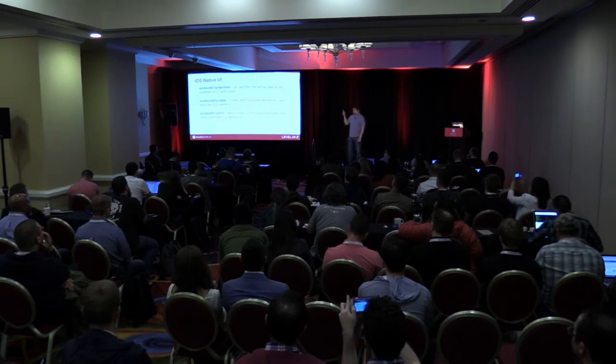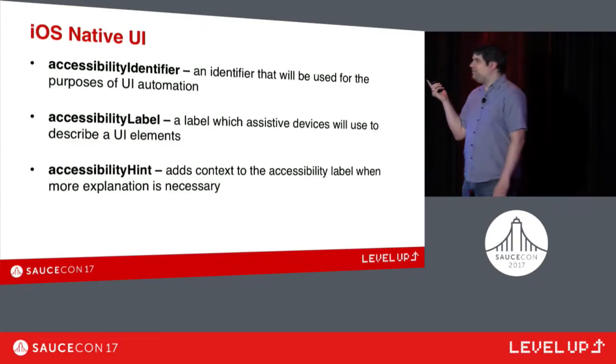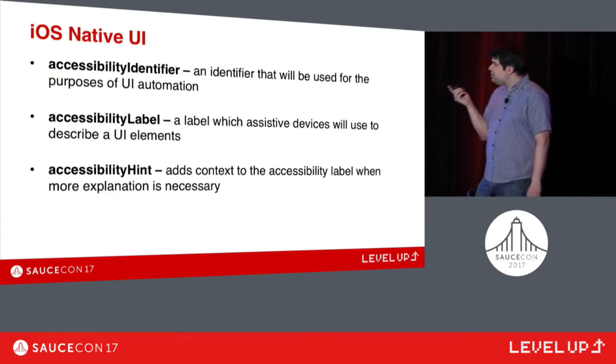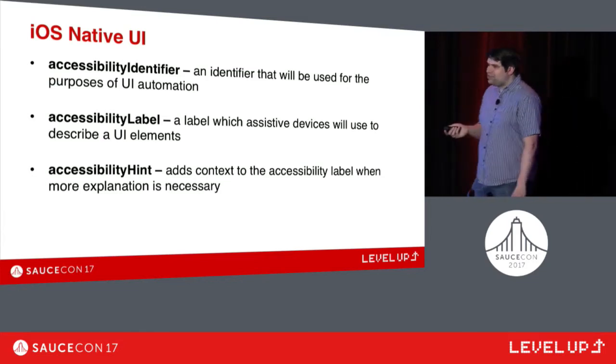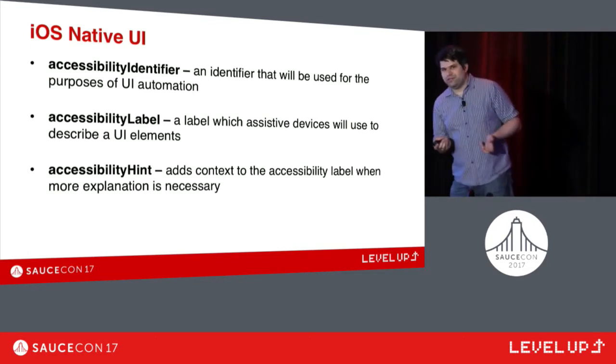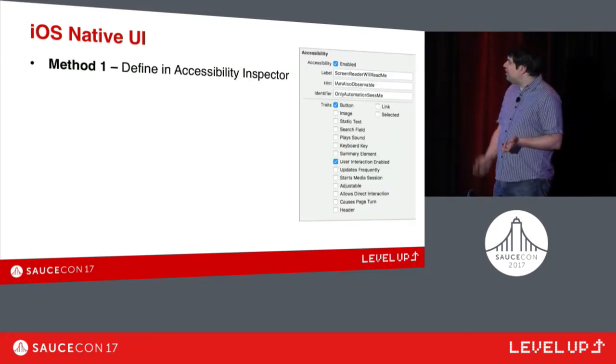So we recommend with a tool like Appium, you want to use the accessibility identifier because that's going to interfere the least with people using assistive devices. And it will give you a way to reliably identify your user interface. So there's 3 ways to set it. They're all equally valid, I suppose.